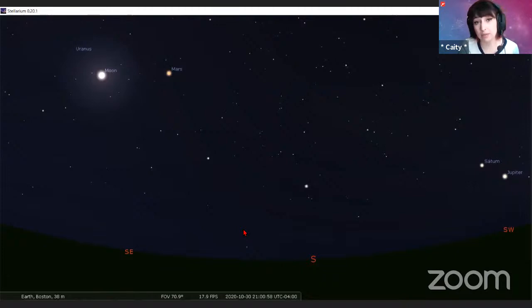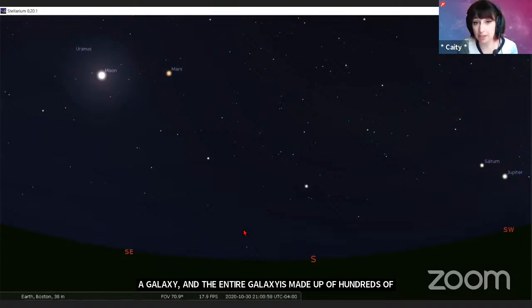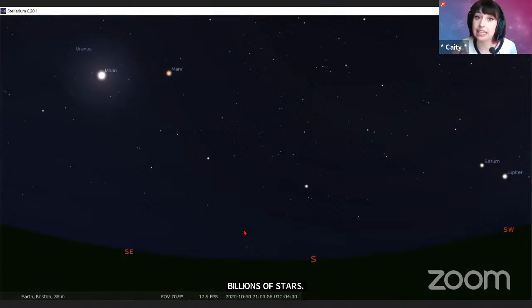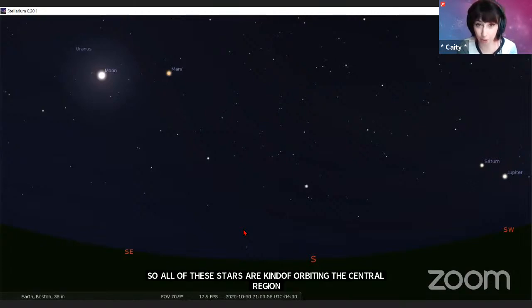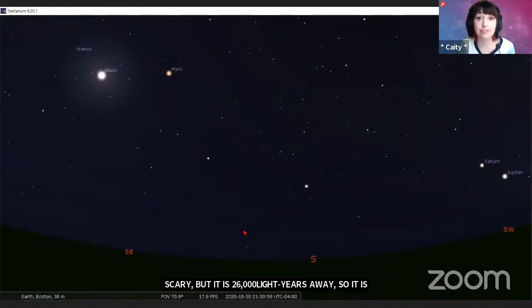And then our solar system is part of a galaxy, and the entire galaxy is made up of hundreds of billions of stars. So all of these stars are kind of orbiting the central region together. And right at the center of the galaxy, there is a supermassive black hole, which I know sounds a little bit scary, but it's 26,000 light years away. So it's really far away, but it's so massive that it has an extremely strong force of gravity, which means that it affects a lot of the objects around it, even if they're really far away.